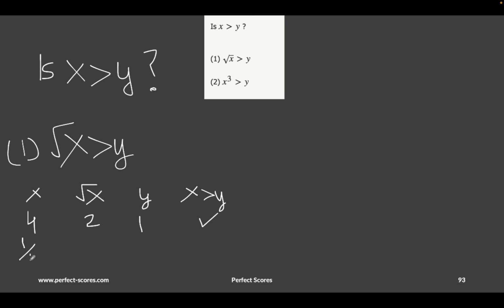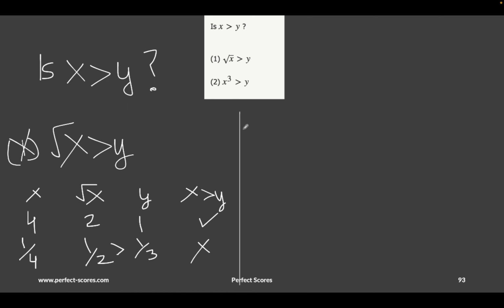Or we can deal with fractions. We can call this 1 by 4, right? Then this will become 1 by 2, right? Now we have to make this greater than this. So we can make this 1 by 3. Is square root of x greater than y? Yes, it is. But is x greater than y? No. So that's insufficient. That means this statement is gone.